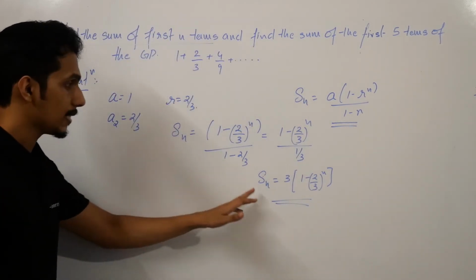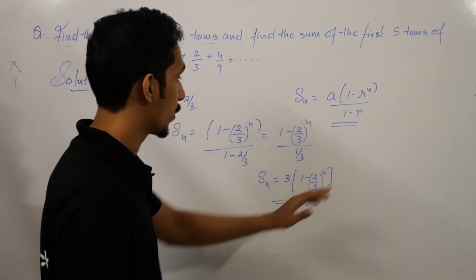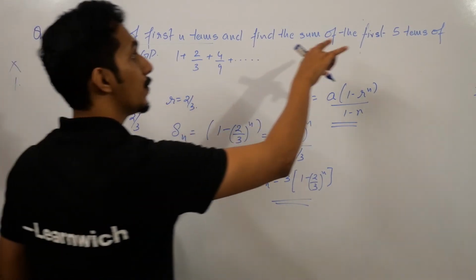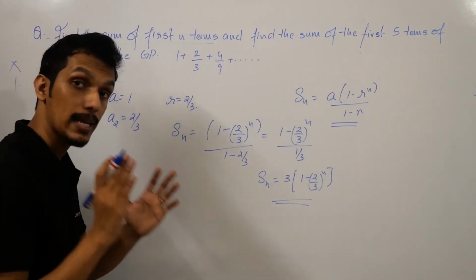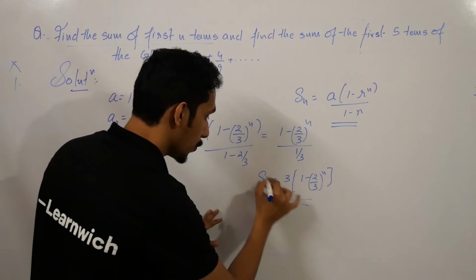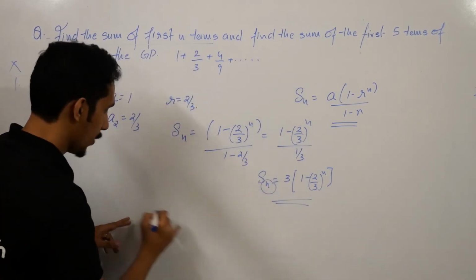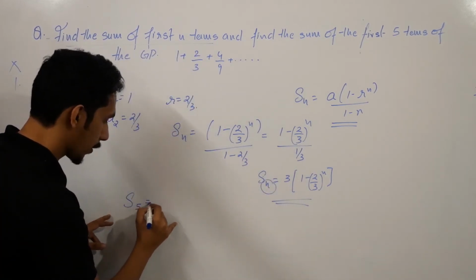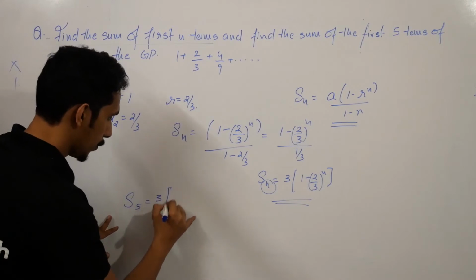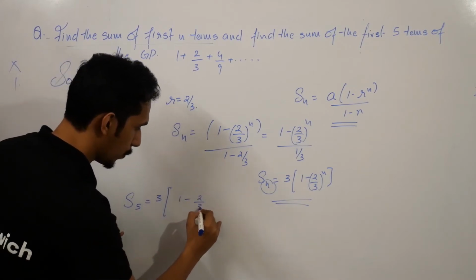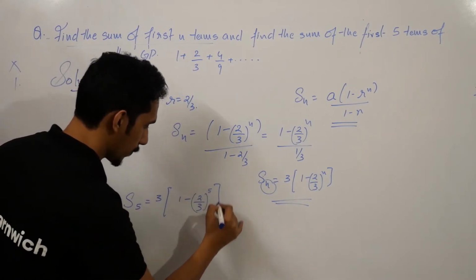That is the equation. Sn is equal to 3 into (1 minus (2/3) whole raised to n). You have to find the sum of the first 5 terms. It is fairly simple. You just have to substitute the value for n here. So S5 is equal to 3 into (1 minus (2/3) the whole raised to 5).